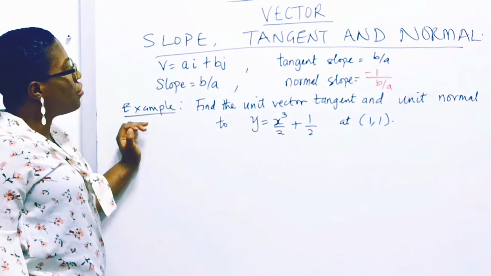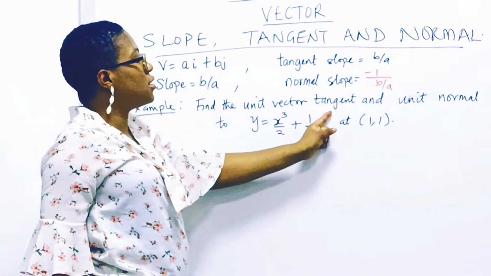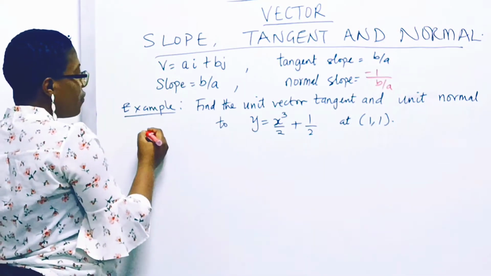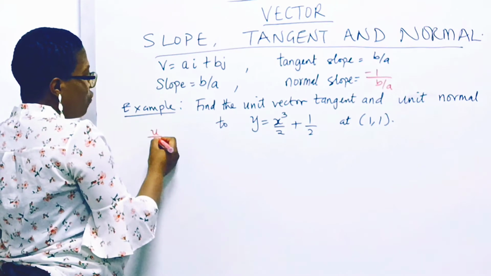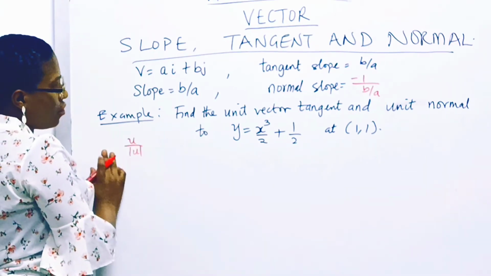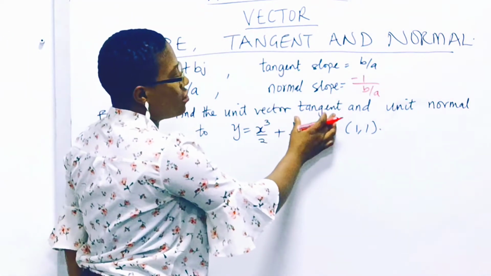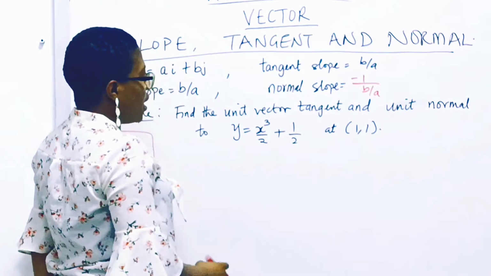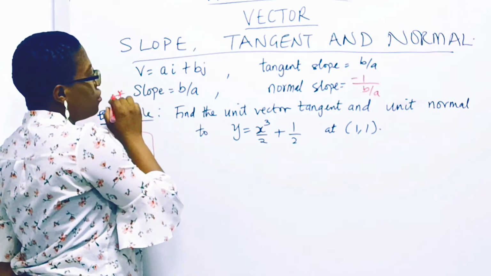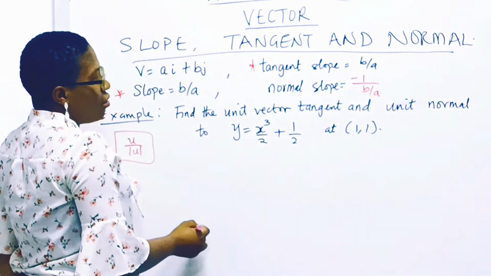Let's take this example. Given this curve, we're going to get the unit tangent and the unit normal. First of all, the unit tangent of a vector is the vector over its magnitude. This is the unit vector. So first of all, we're going to get the tangent, then we get the normal. To get the tangent, we first get the slope. The slope is exactly the tangent slope.